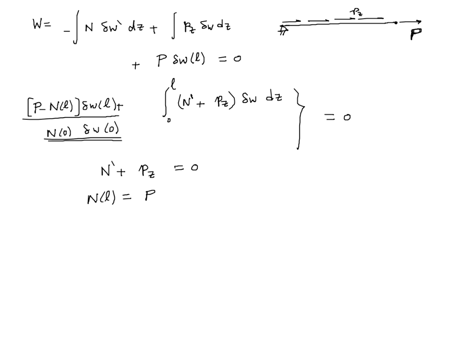So what we know about this problem is that n prime plus pz equals zero. This is the equilibrium equation in z. We know that n at L equals p, which is also an okay thing. We know the value of n at the right-hand side. And we also know from the kinematic boundary condition that w at zero equals zero. So for this problem here, we have an equilibrium equation and two boundary conditions. One of them is on the force and one of them is on displacement.